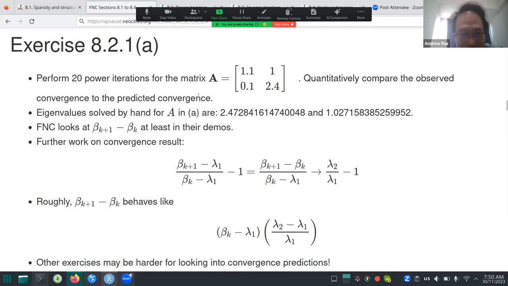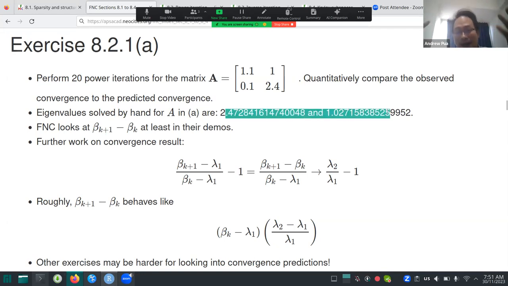For 8.2.1a, they're asked to, the matrix A here is a 2x2. So I could solve the true eigenvalues by hand. So I could do this convergence result. I could get a sense of this convergence result. But the other matrices in that exercise, I couldn't do it by hand anymore, or at least I don't have the patience to do it by hand.